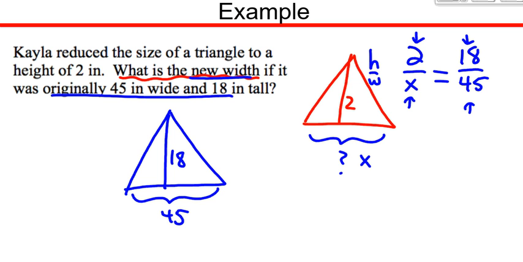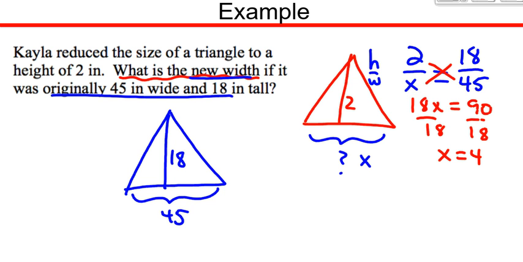So what I've done essentially here is I've created a ratio, and all I need to do is cross multiply to solve. So this is what we did yesterday. That's going to give me 18x equals 90. And I think if I divide both sides by 18, that x is going to be 4. So the original width, I'm sorry, not 4, 5. The original width of the triangle was 5. So this distance was originally 5.